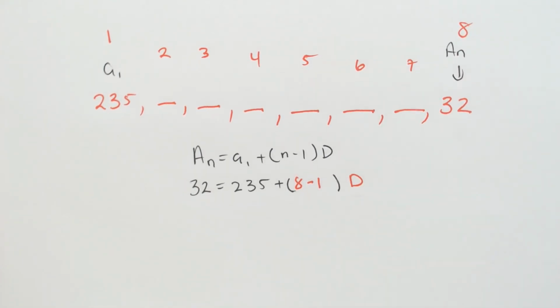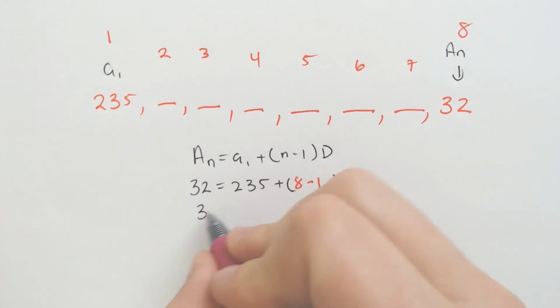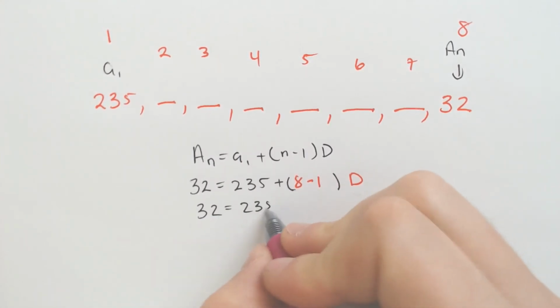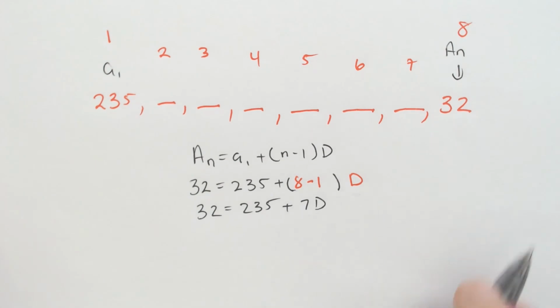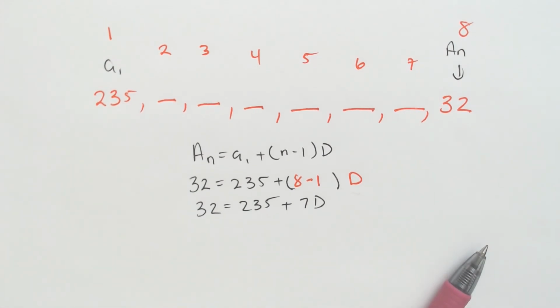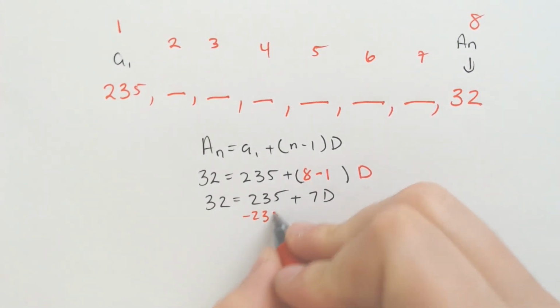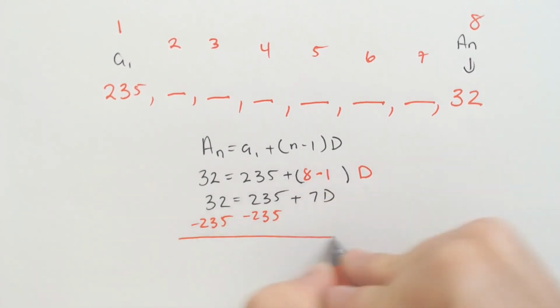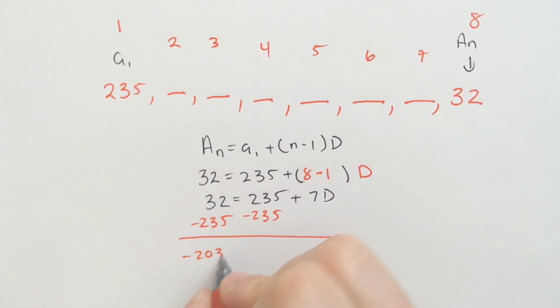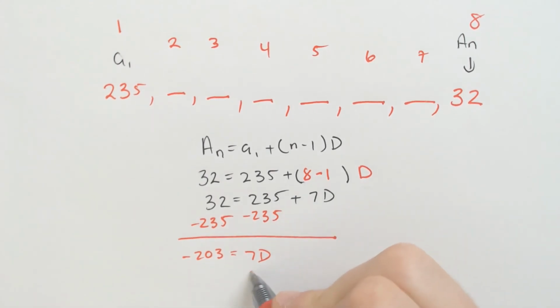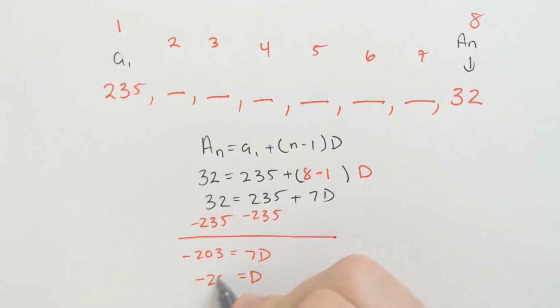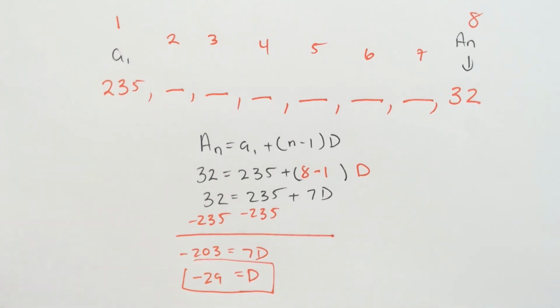So 8 minus 1 times the difference. We don't know the difference. Again, I think it's like negative 24 though. 32 equals 235 plus 7d. Subtract 235. We get negative 203 is equal to 7d. And when you divide by 7, oh, I was close, but I wasn't correct. You get a difference of negative 29, which is the hard part.